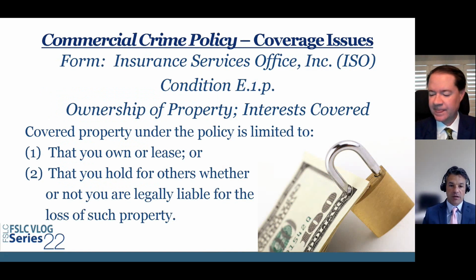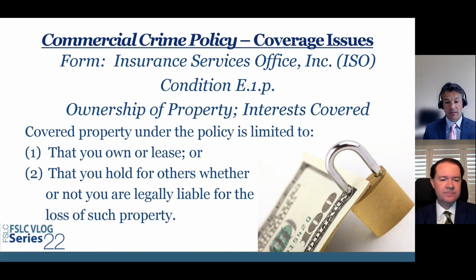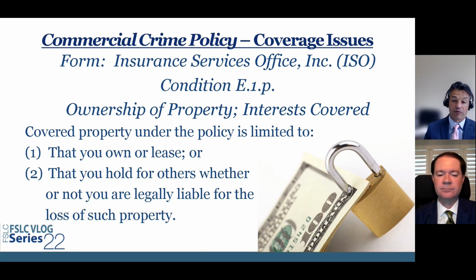Right. And so now you've got a loss presented to the insured, although it's not money that the insured has transferred. And so you look to the policy for coverage. One of the threshold questions you always ask in a claim or a coverage situation is, is it covered property? Does the policy even insure this particular set of property that's been allegedly lost? And what you'll find in first-party commercial crime policies, here we have the ISO language up, is that covered property is limited to money that the insured owns or leases, or in this case, under the ISO form, that you hold for others, whether or not you're legally liable for the loss of such property.